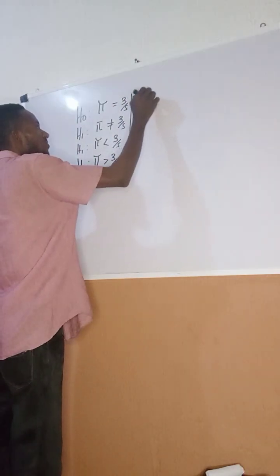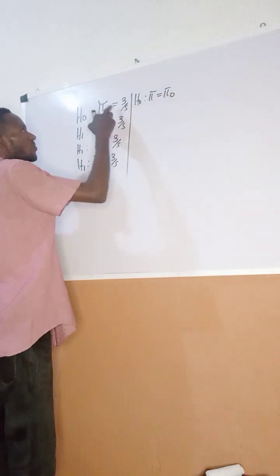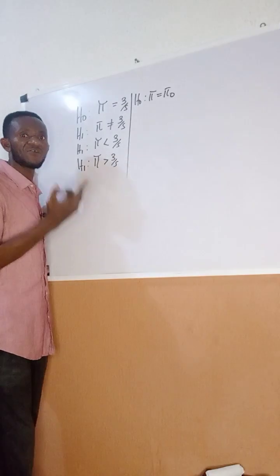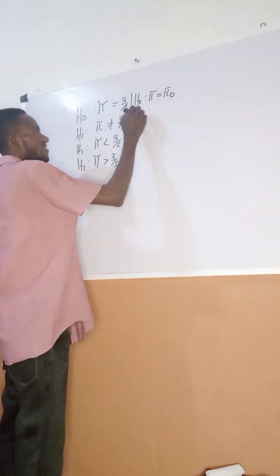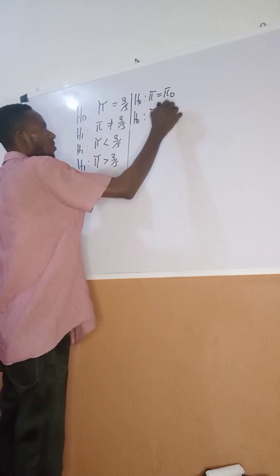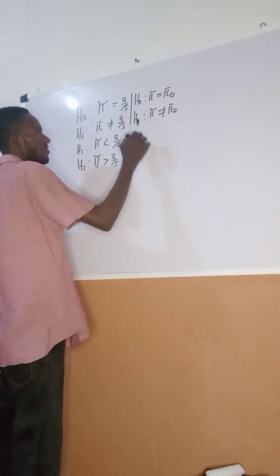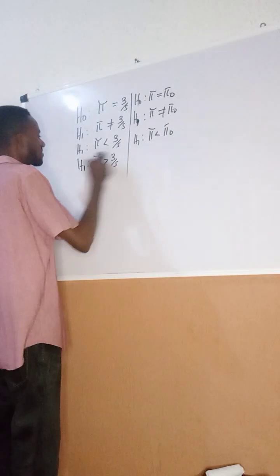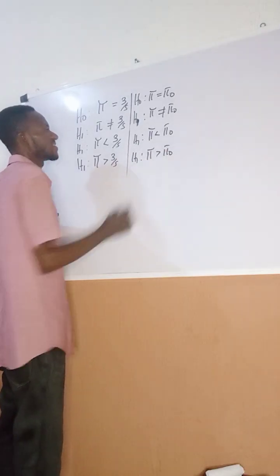So this hypothesis stated in this way can equally be stated in its alternative form as H subscript 0, that pi equals pi 0, where this pi 0 could be 3 over 5, or it could be any other number aside from 3 over 5. In that case, the alternate hypothesis becomes H subscript 1, that pi is not equal to pi 0. Or it becomes H subscript 1, that pi is less than pi 0. Or H subscript 1, that pi is greater than pi 0.